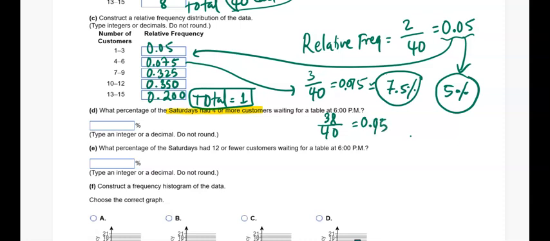That's called proportion, by the way, if you want a name for that. Proportion. And this is the same as 9.95%. Okay, that's the answer, 95%.